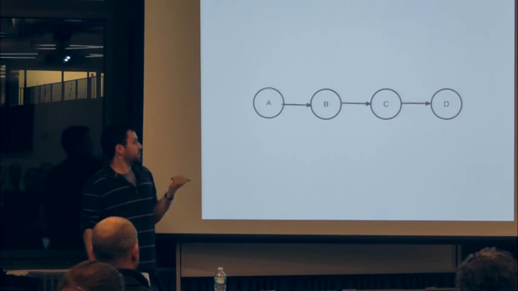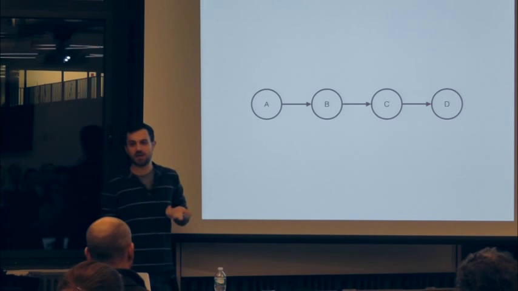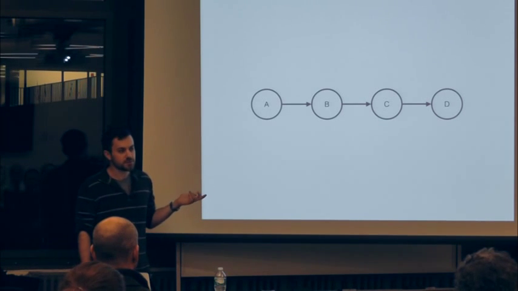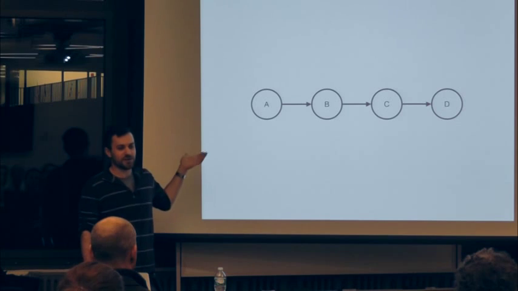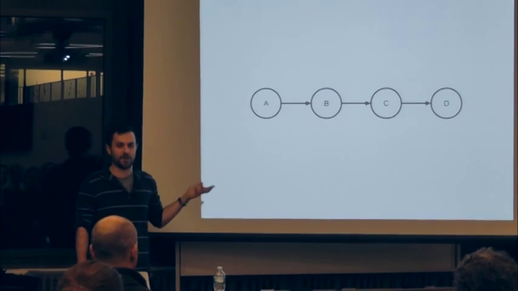This is also a tree. This is a degenerate case of a tree. This is a linked list, right? But this too here is a tree. So some people don't think about it that way, but it is.